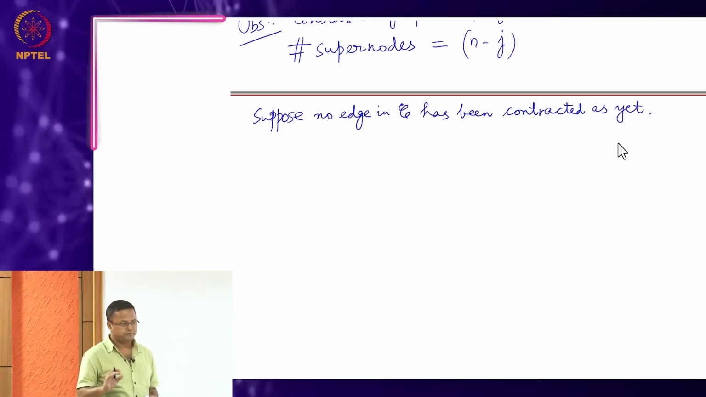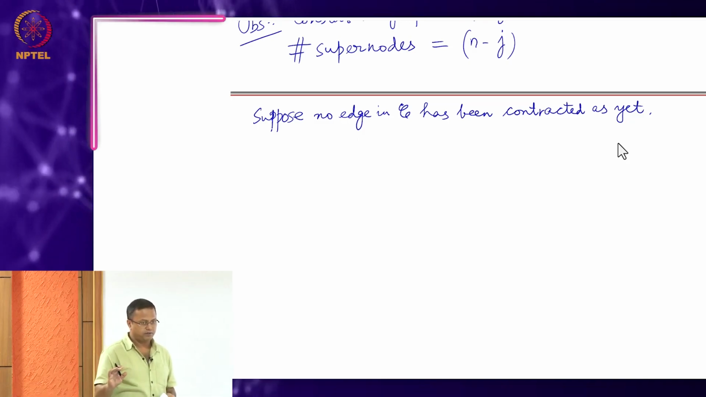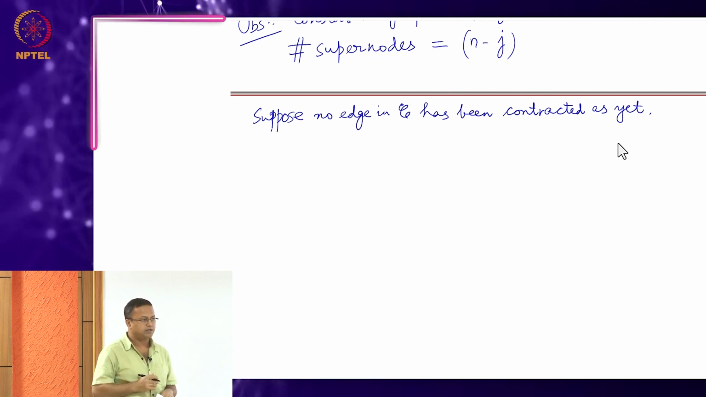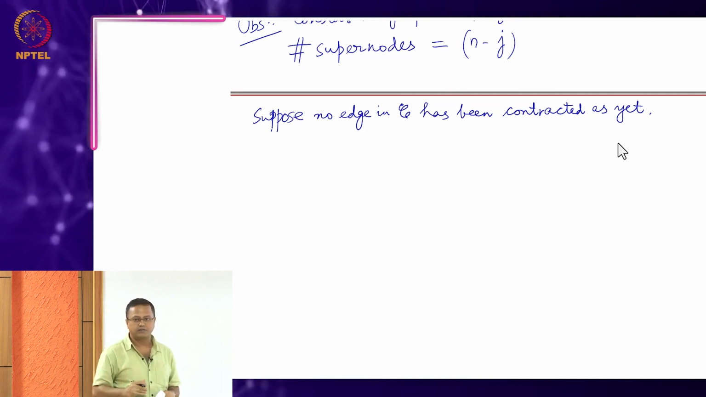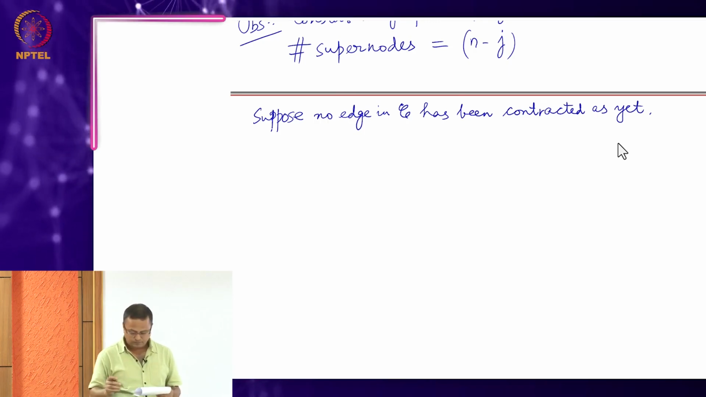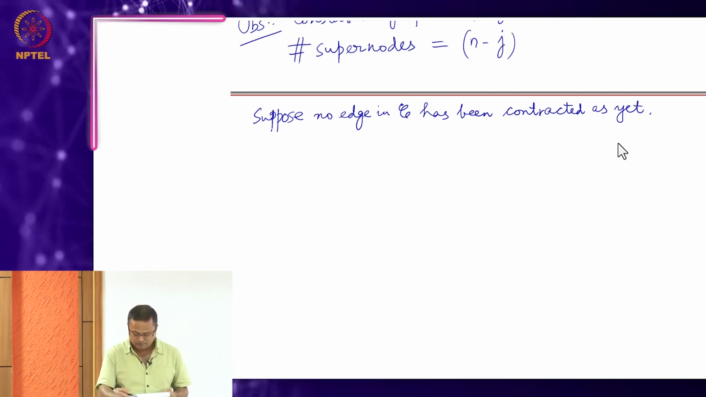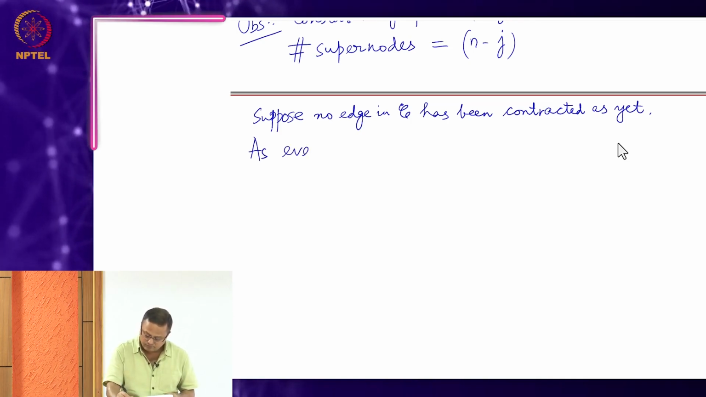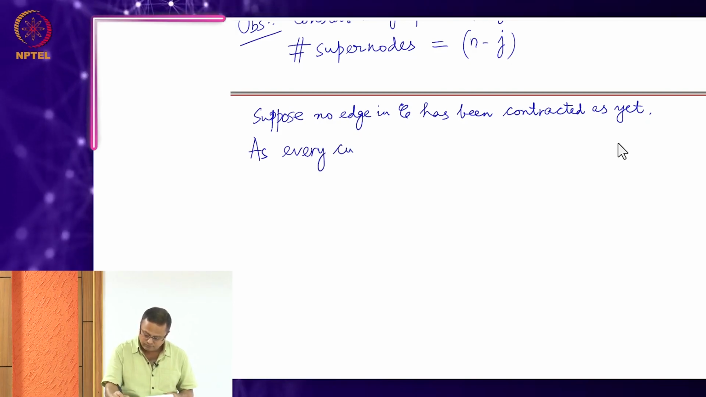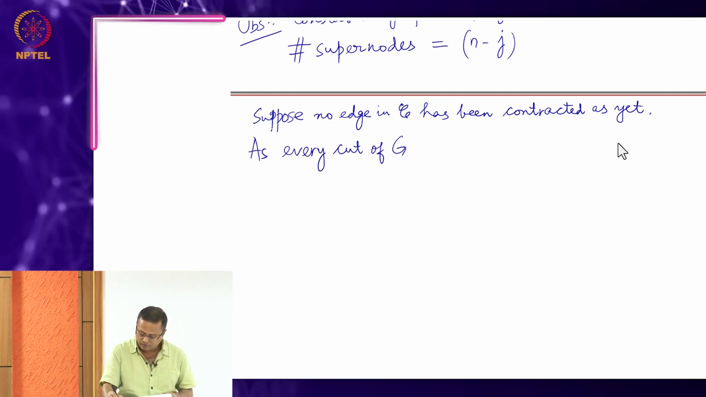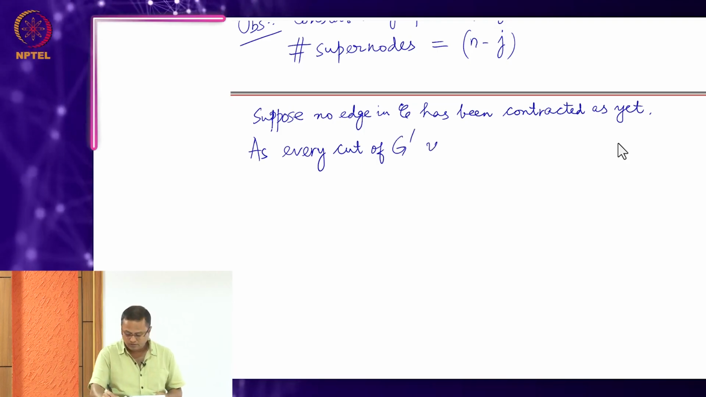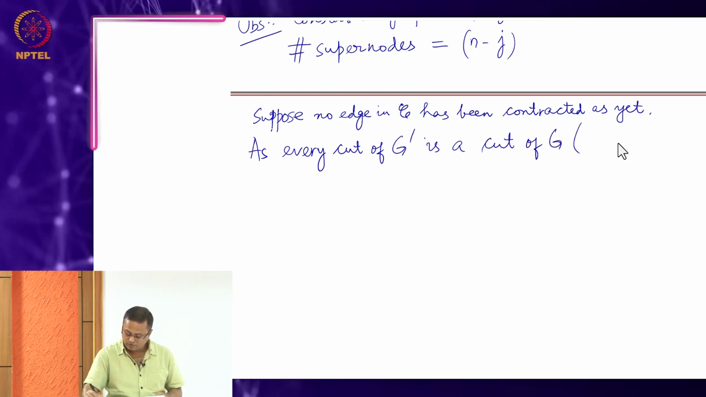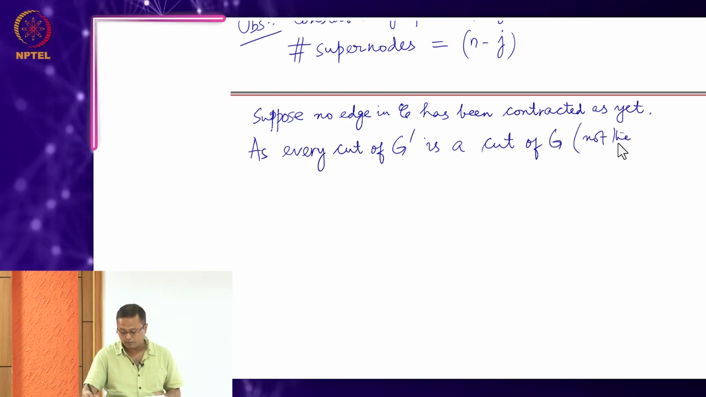So I am in this situation to set up the conditional probability. J iterations have gone by, I know now the number of super nodes is n minus j, and none of my cut edges has been touched till now. Keep a note, not the other way around.